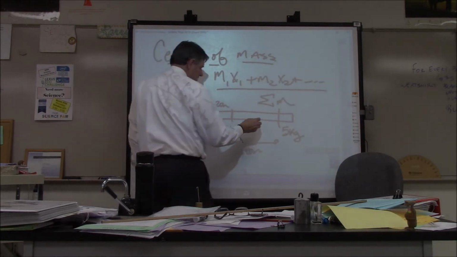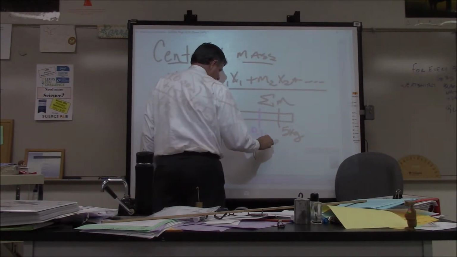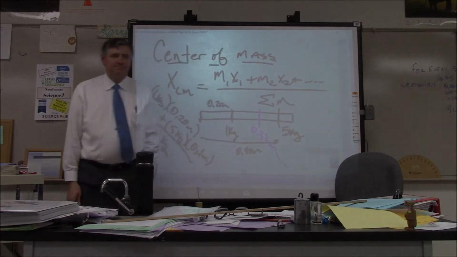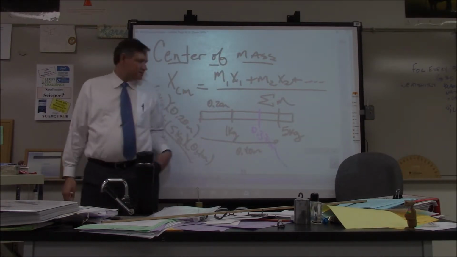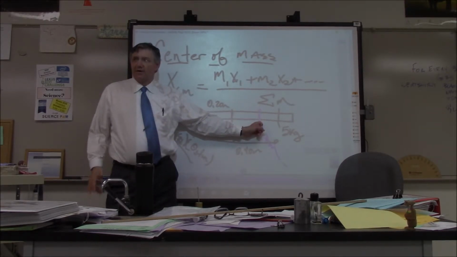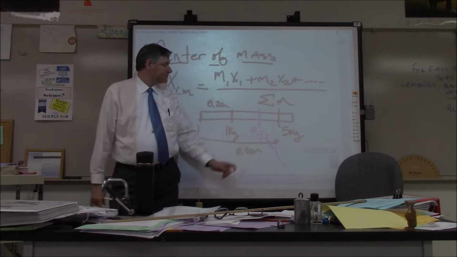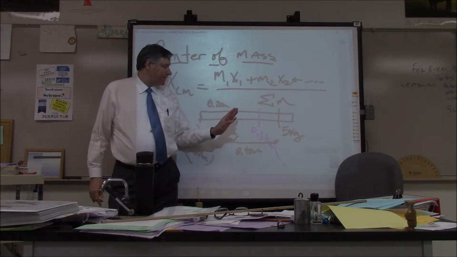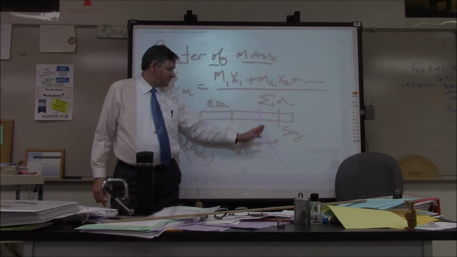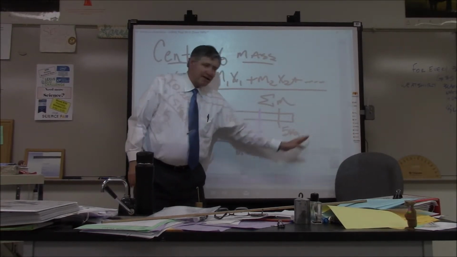0.367. So 0.37, right? Which would put us about right here. So if you had a knife's edge and you put it right there, that's where everything would balance. Right at that point. Would it be possible for this center of mass to end up outside of that last mass?